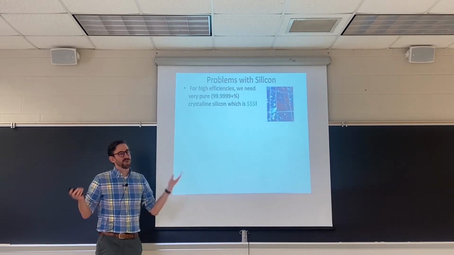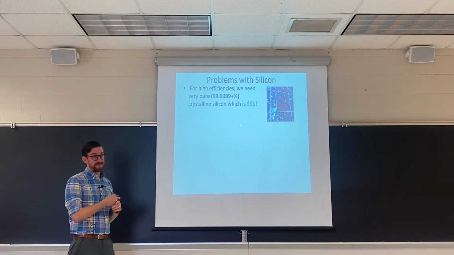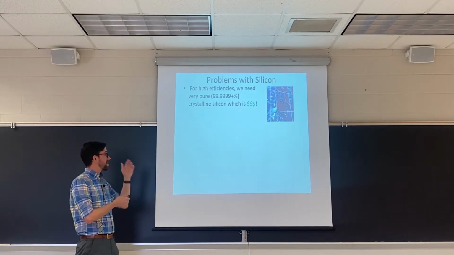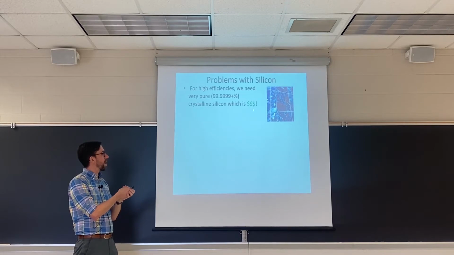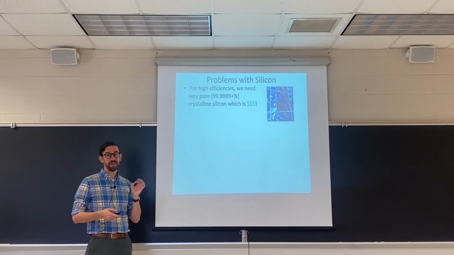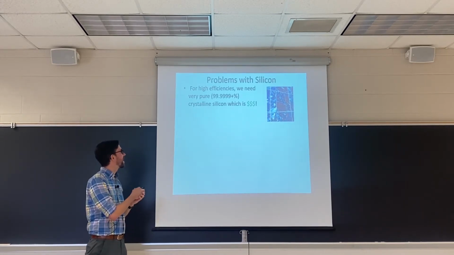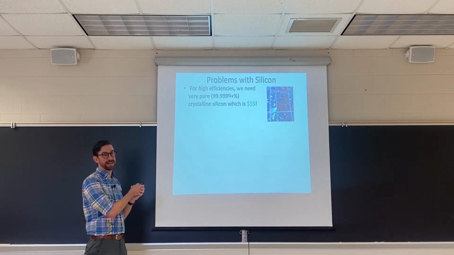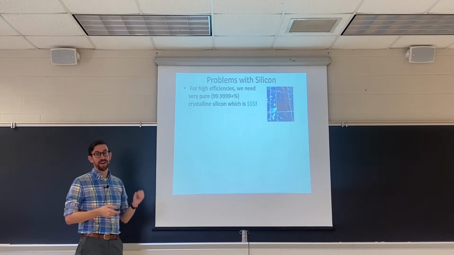All right, so what are some problems with silicon? Well, it's very abundant. As I said, if you go to the beach, lots of silicon. But in order to use it as a solar panel, you have to have very, very pure crystalline silicon, like 99.9999 plus percent. So purifying the silicon to be this pure is very, very expensive.